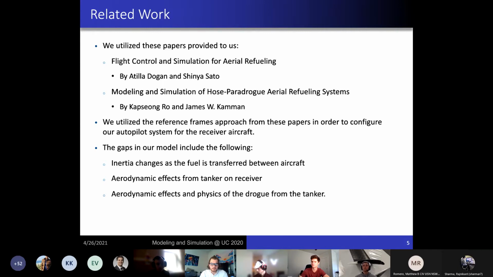As for gaps or limitations in our model, we weren't able to get to the inertia changes as the fuel gets transferred between the tanker to the receiver, along with the aerodynamic effects from the tanker on the receiver and the aerodynamic effects and physics of the drogue from the tanker.